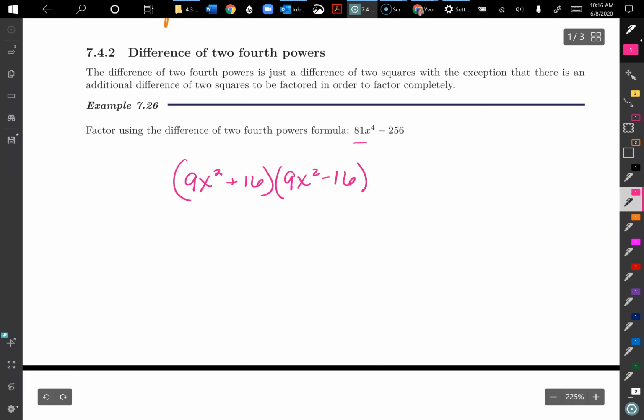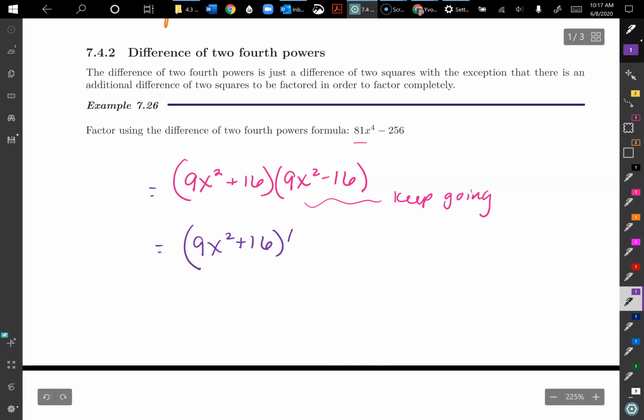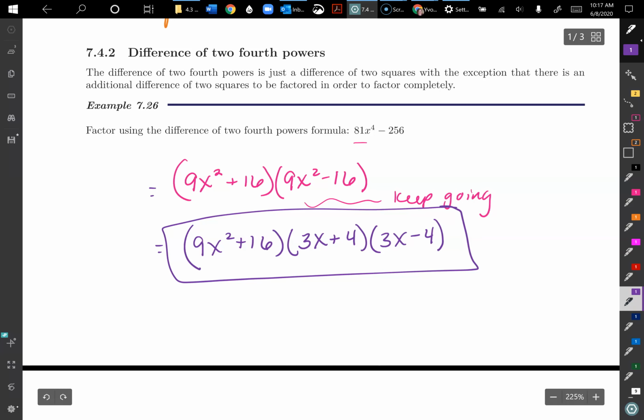And now I notice I need to keep going. So I don't necessarily use the formula per se that they use there. So this one just comes down. It's the sum of 2 squares, not factorable, so just rewrite it. This one is the difference of 2 squares again, so I would have 3x plus 4 times 3x minus 4, and that's as far as I can go. And then you would verify just using the same process that we had before.